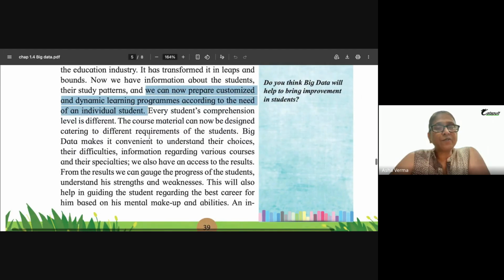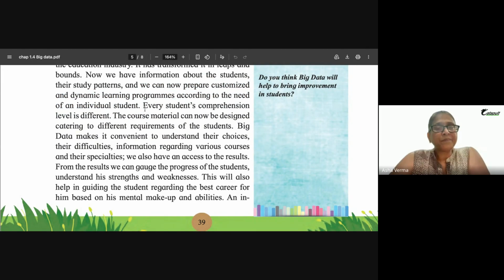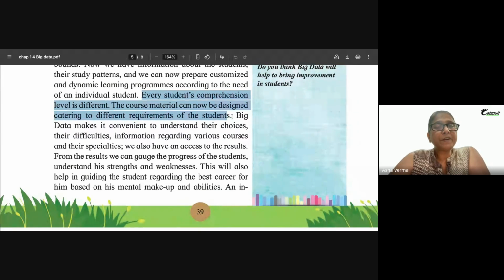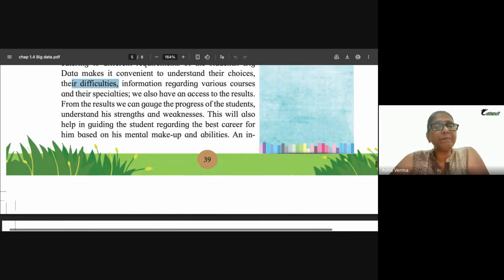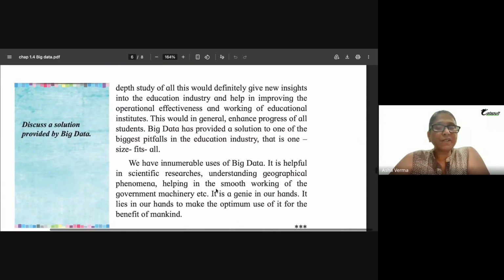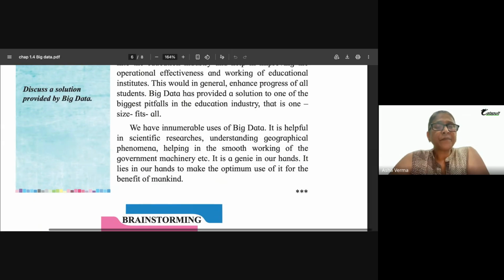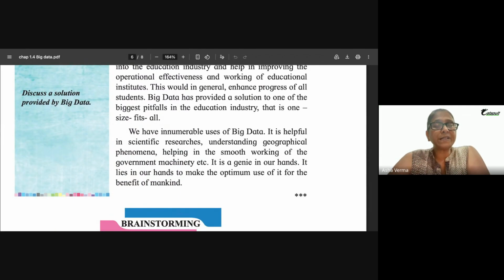This is where AI also comes in very handy, right? Because every child has a different understanding level, and now the study material can be designed as per the student. Just because they're in the same class doesn't mean they have to study the same thing, right? With the help of big data, you can understand what their choices are, what difficulties they are facing, and how to help them learn better, right? So this is how the education field uses data.